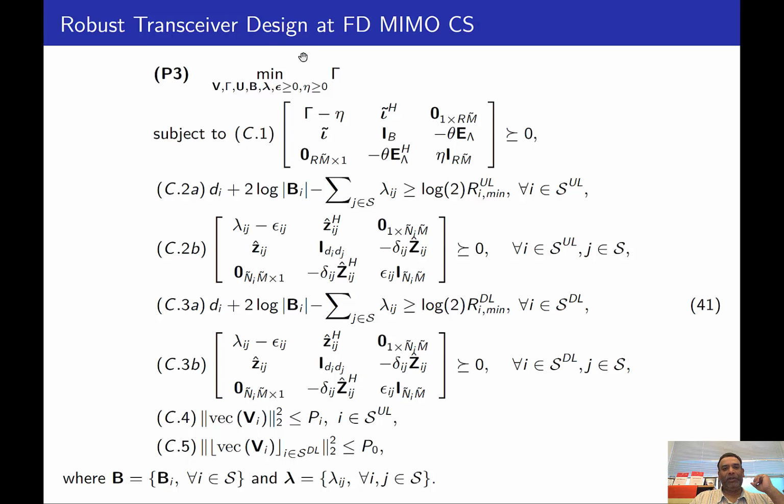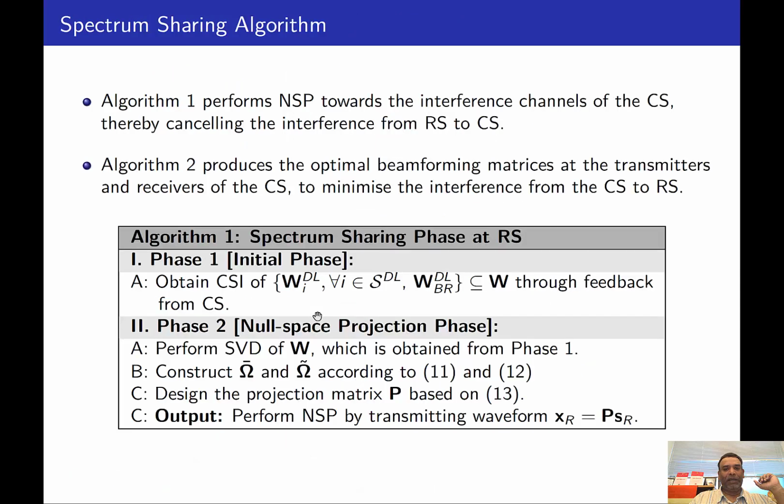So minimizing tau subject to these constraints. All these constraints can be written in this way here. Okay, so here are the power constraints. All these rate constraints can be changed into this form here. So this SDP problem can be solved in polynomial time.